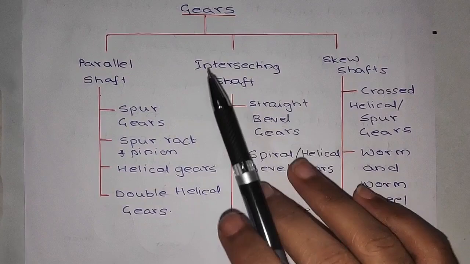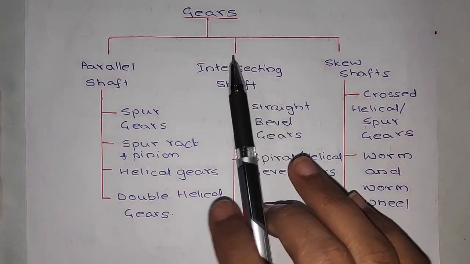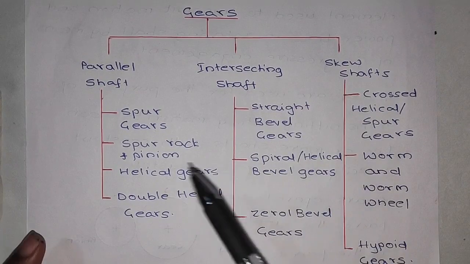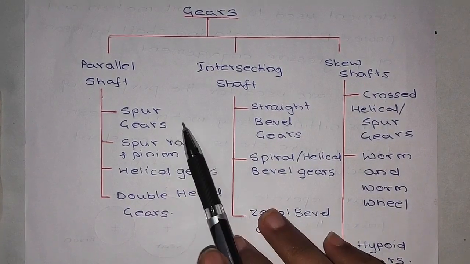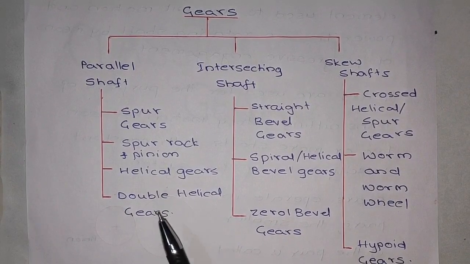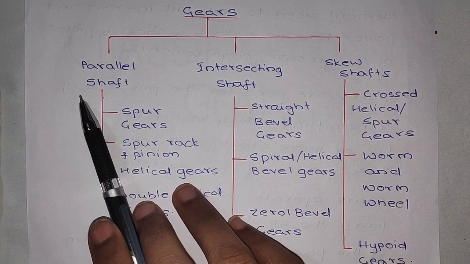So friends, let's begin with the lecture. Based on the relative positions of the shaft axis, gears are classified into parallel shaft, intersecting shaft and skew shafts. In parallel shafts we have spur gears, spur rack and pinion, helical gears and double helical gears in the parallel shaft arrangement.